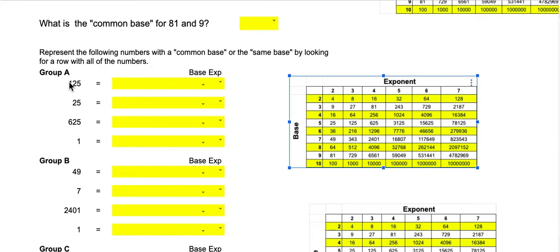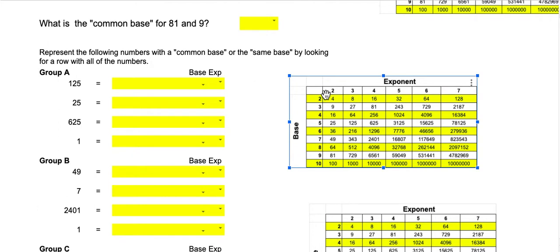Okay, so let's do this. We want to get a common base for 125, 25, 625, and 1. A common base. So what I need to do is look for these numbers and find all of those numbers in the same row. By the way, you'll never find a 1 in a row, and we'll talk about that in a second.